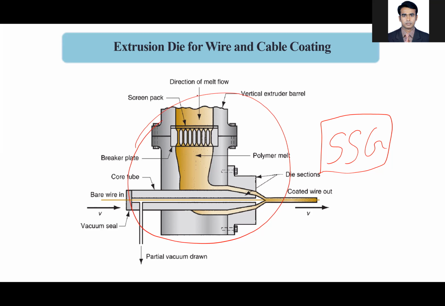What happens is that there is a mandrel. The mandrel separates the material. It becomes hollow, and the wire is bare wire. That means there is no coating on this wire. The wire is fed in this way and continuously pulled from this side, and the plastic is pressurized through the screw. The screw is pressurizing the plastic. Plastic is getting out continuously around the wire.